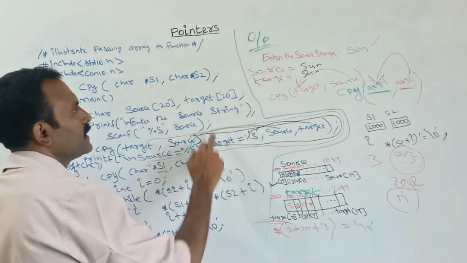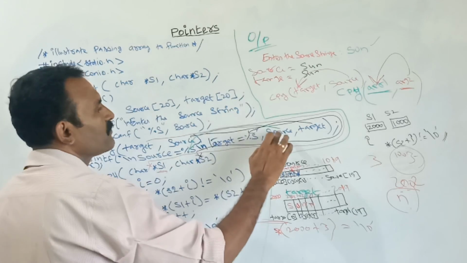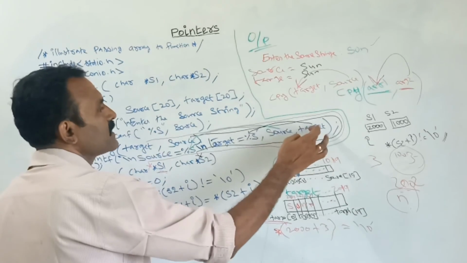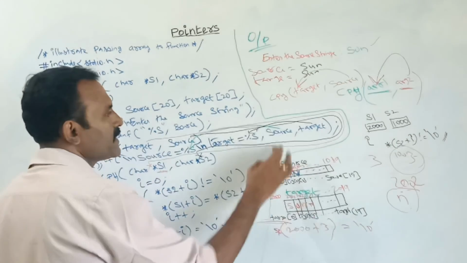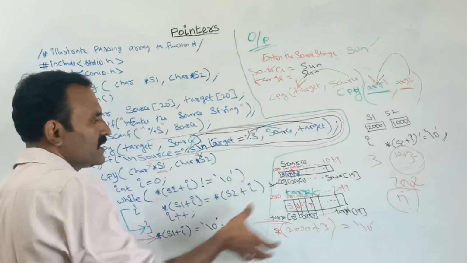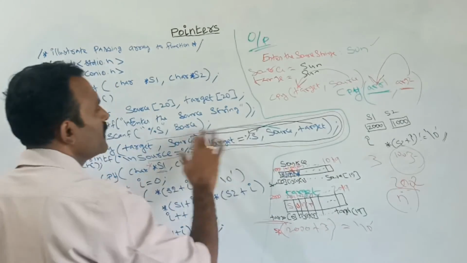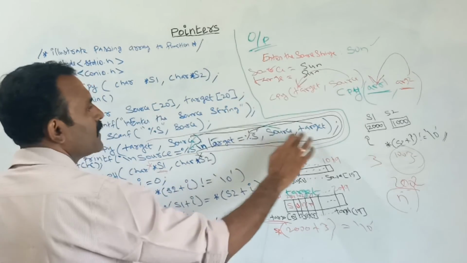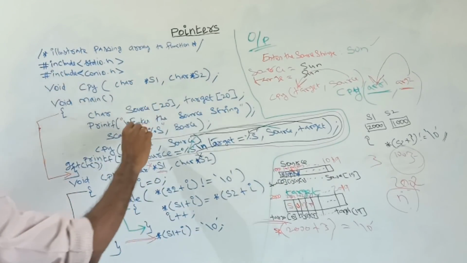Next, slash n, next line, I am telling it to print target is equal to percentage of S. Inside this target the string is sun, because by using this user defined function I had copied that string to the target. So it will print target is equal to sun. So in this way we can pass the array to the function.